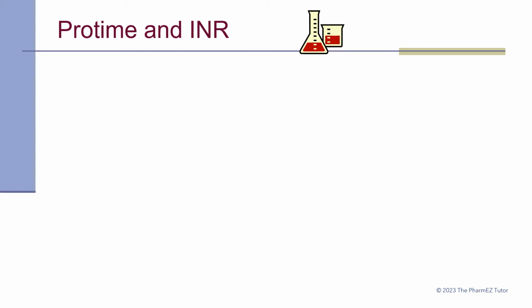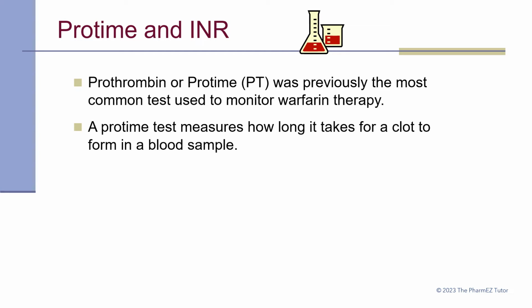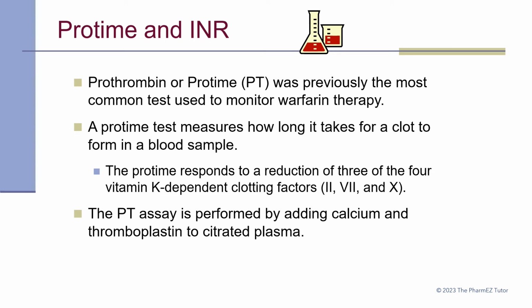Let's first talk about two lab values that are used to monitor warfarin, the ProTime and the INR. Prothrombin, or ProTime, was previously the most common test used to monitor warfarin therapy. A ProTime test measures how long it takes for a clot to form in a blood sample. The ProTime responds to a reduction of 3 of the 4 vitamin K-dependent clotting factors, 2, 7, and 10. The ProTime assay is performed by adding calcium and thromboplastin to citrated plasma.